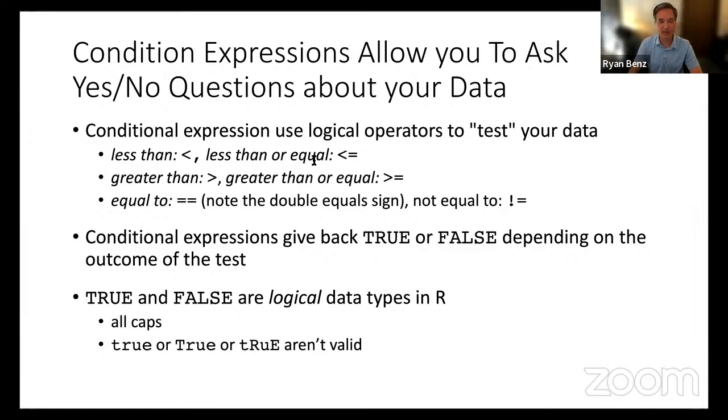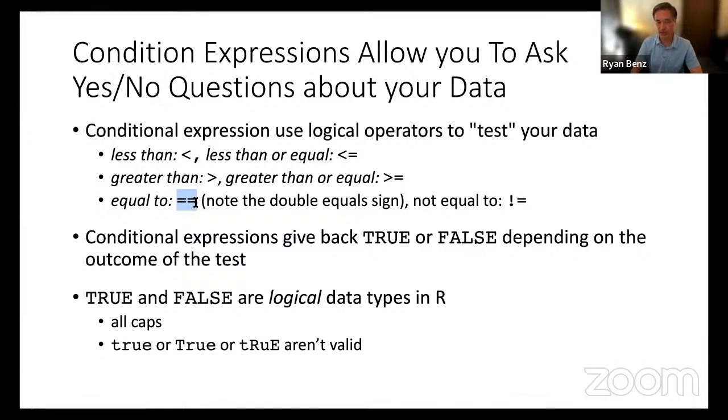A lot of times we want to ask the question, are two things equal to each other? Is the peptide we're interested in equal to this particular peptide sequence? You do that using the equals to operator, which is two equal signs back to back.